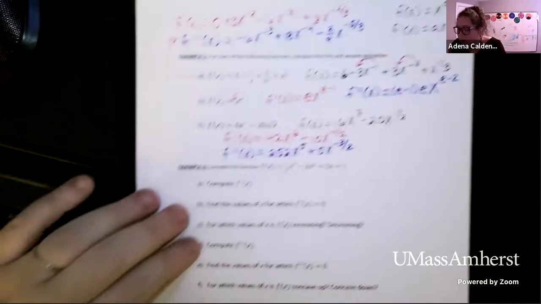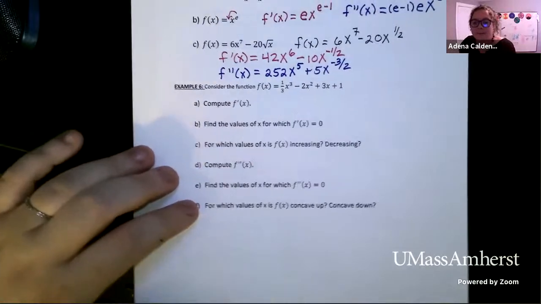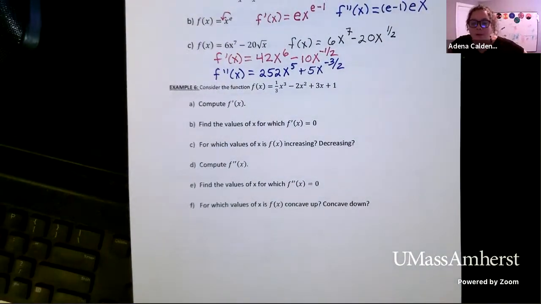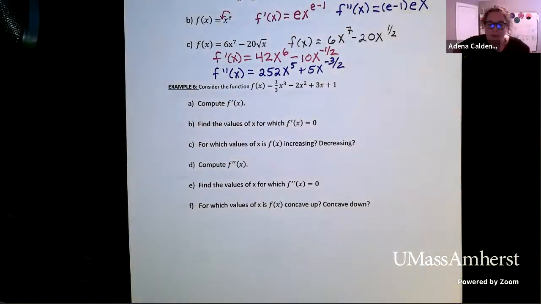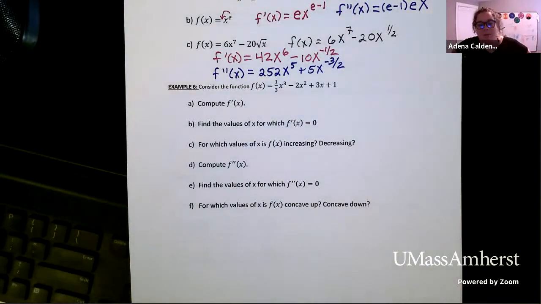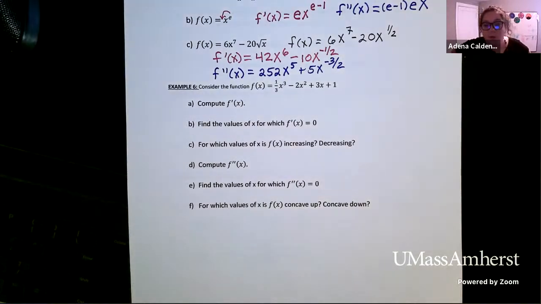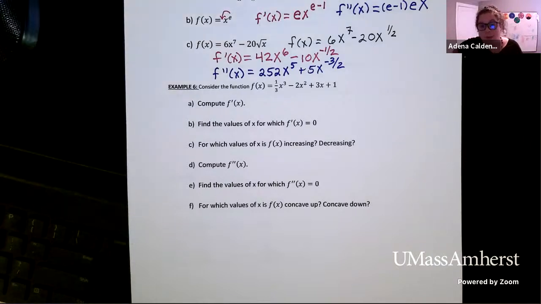Okay. So let's look at the next example here. We have the function 1/3 x cubed minus 2x squared plus 3x plus 1. There's a series of things that we're going to look at here that link the stuff we're doing today with the stuff we were doing back in chapter 2, and how doing these derivatives algebraically makes our life a little bit easier.